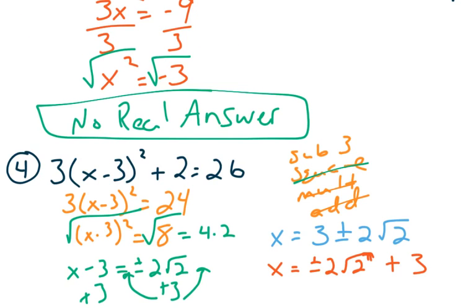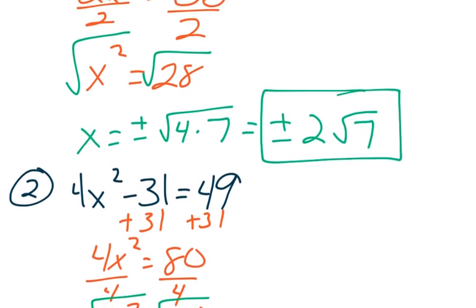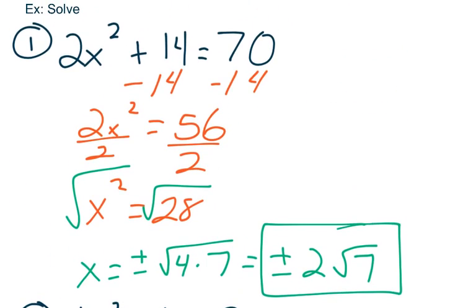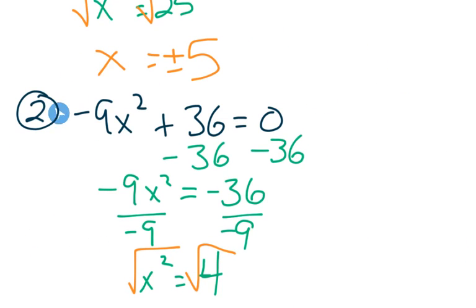If you were to graph, let me give you an example. If you were to graph, let's say, well, let me go back a little farther. Let's say this one. Okay, negative 9x squared plus 36.